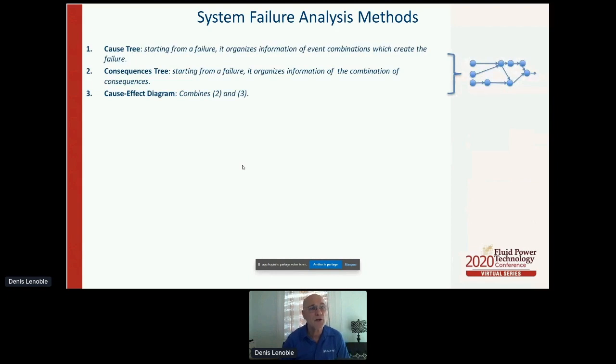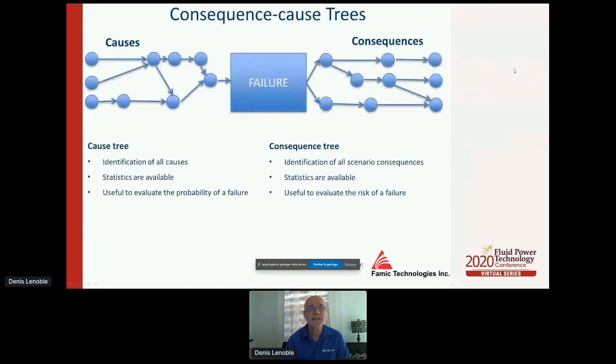So we have what we call the cause tree and the consequence tree. Finally, both of those methods start from a failure, and it organizes. I will maybe show this. They start from a failure, except that the goal of the cause tree is just to identify the cause, or the combination of causes, that trigger this failure.